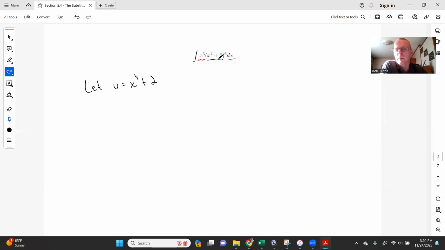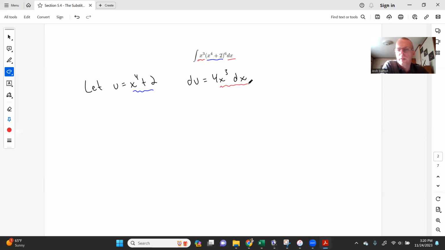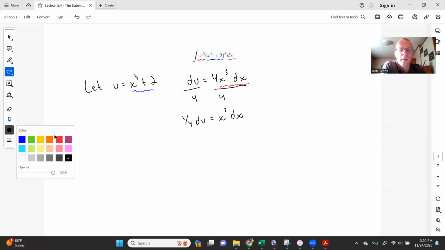So our function is x to the fourth plus 2. Our other function is x cubed. So u is x to the fourth plus 2. du is the derivative of this, 4x cubed dx. All right, so we have our blue right here, and we have our red right here. So we don't need that fourth or the 4. So let's divide both sides of the du equation by 4. So we have 1/4 du equals x cubed dx, and then that is our red that we need.